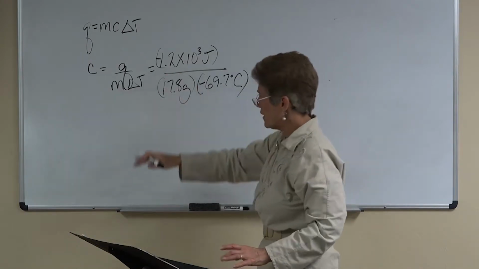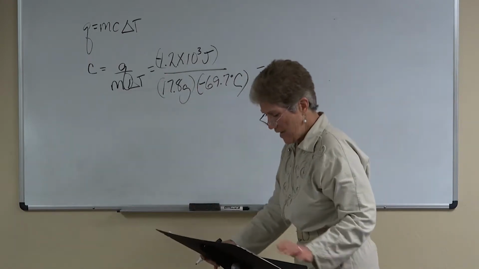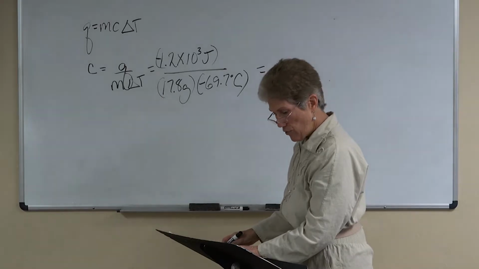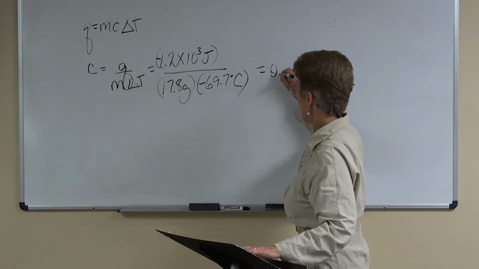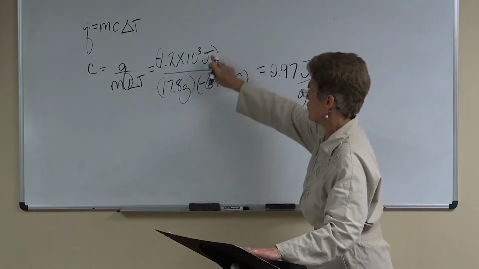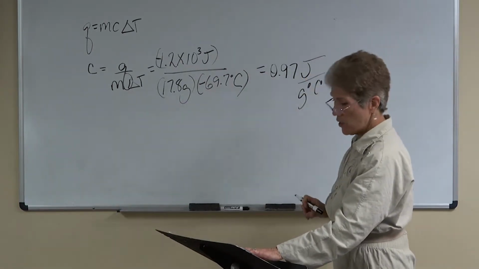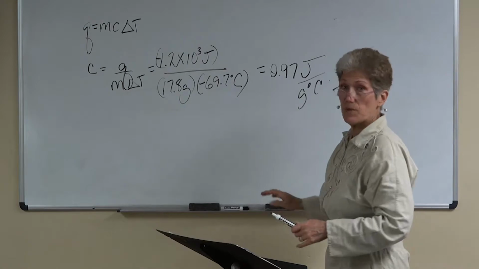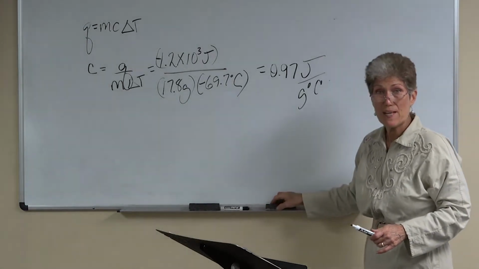We have two significant figures. So C has to be in two significant figures. And it's going to be 0.97 joules per gram degrees Celsius. I just take these and put them here. And the good news is that works because we're looking for the specific heat capacity.